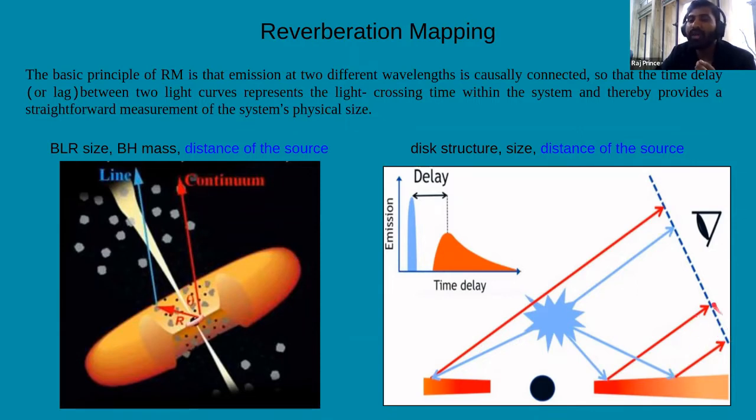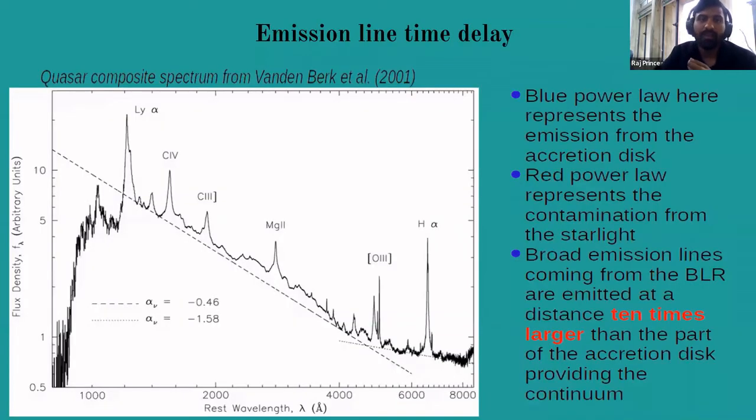So if you can somehow measure the time delay between these two emissions, you can measure the size of the accretion disk. This is the method that has been extensively used to study the accretion disk, actually the disk structure and size. And recently this method is also used to measure the distance of the sources and for further cosmological purposes. So first I will talk about the emission line time delay.